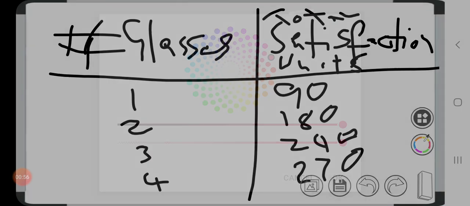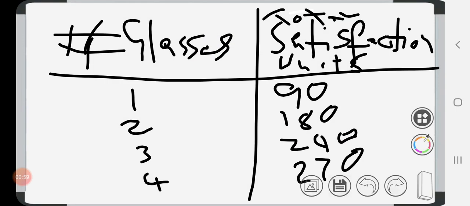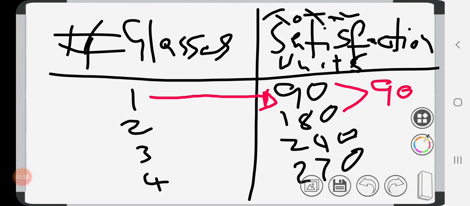Now, I want to do this example here. In our previous example, you consumed the first glass of water and that gave you 90 units of satisfaction. But then when you consumed the second one, you got another 90, right? When you consumed the third one, your satisfaction moved from 180 to 240, right? And that is 40 units.